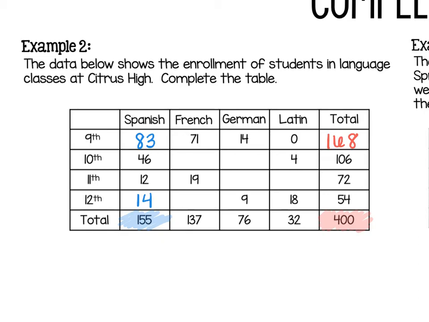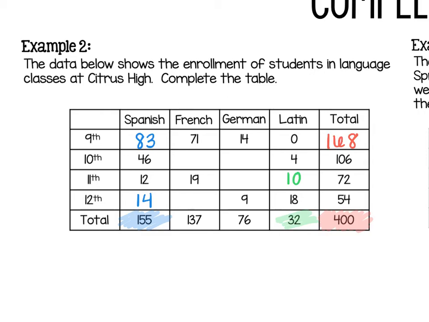I can also fill in the 11th graders taking Latin. There are 32 total students taking Latin, minus the 18 seniors, minus the 4 sophomores, minus the 0 freshmen, leaves me with 10 students that are in 11th grade and taking Latin. So I'm going to work through the table and fill these in gradually.